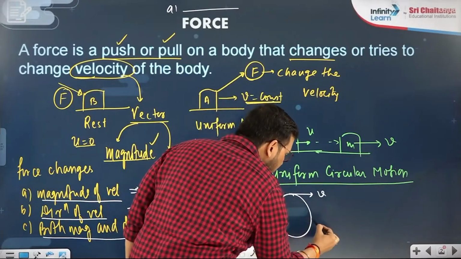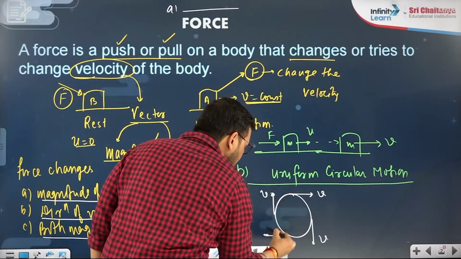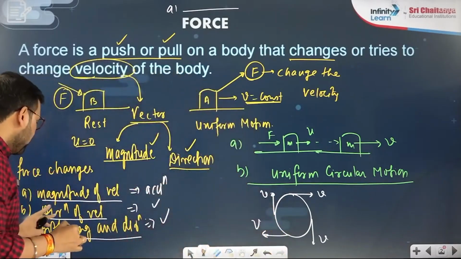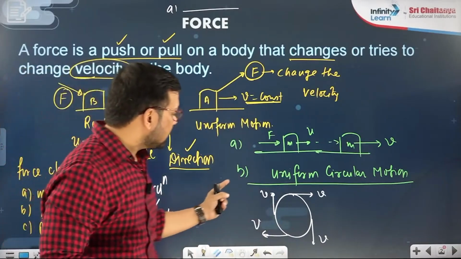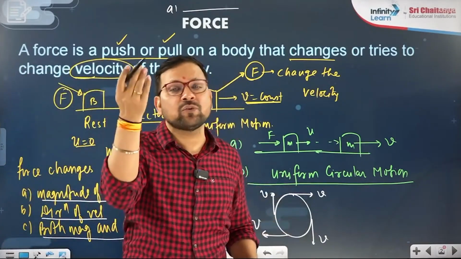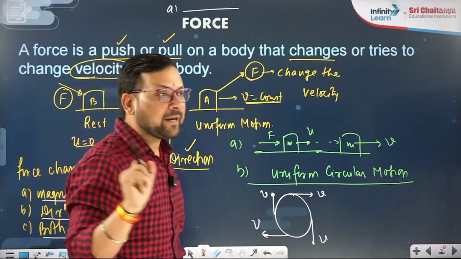Here is V, here is V, here is V, here is V. Now, can you detect that this is an example of B? What is the force doing? Here, force is only changing the direction, and that force is called centripetal force, that we will discuss later, right? Okay.